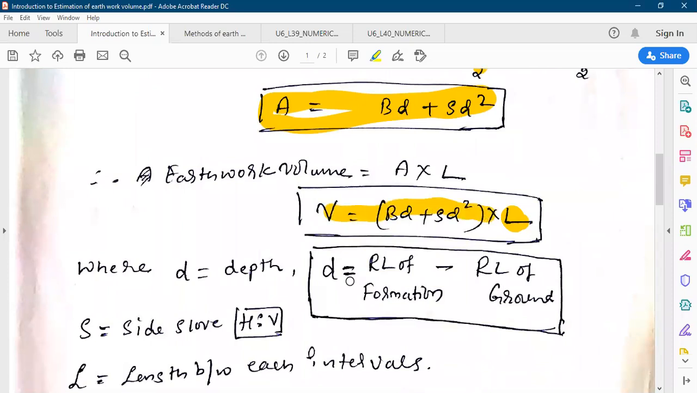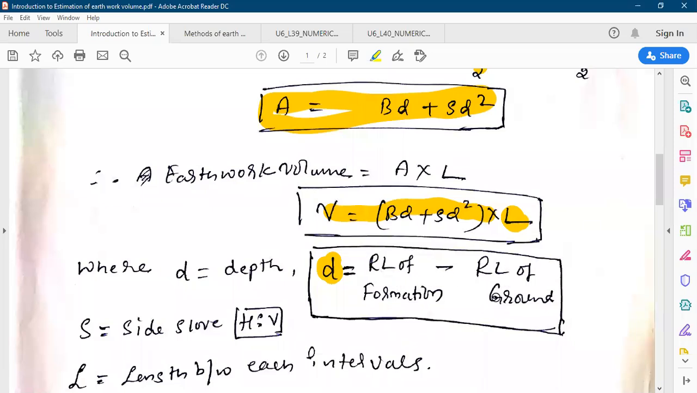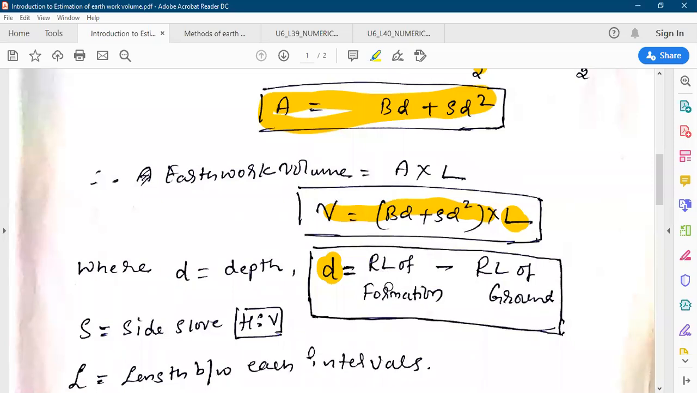So now, how to calculate this depth D? Depth D is calculated as the difference of RL of formation minus RL of ground, right? You might have seen in your survey camp, throughout the length of the highway along the center line alignment, you go on calculating the RL of ground points at different intervals, right? We'll be asking you to calculate the RL of points on the ground at different distances.